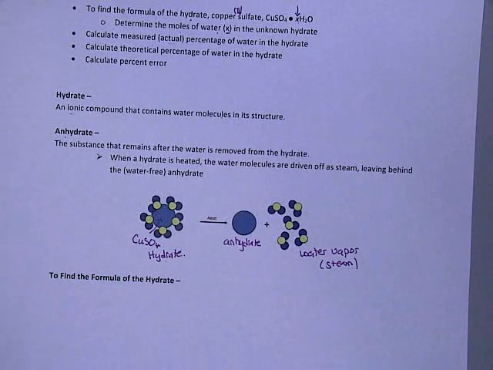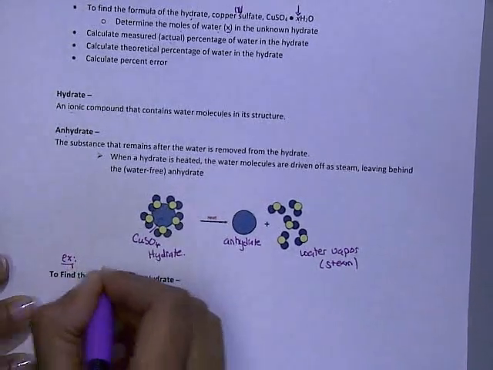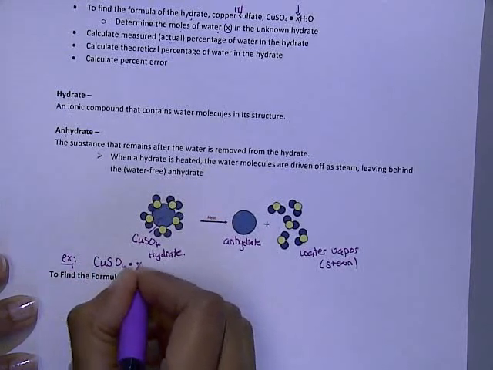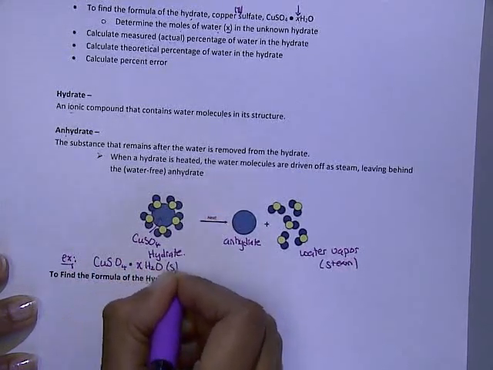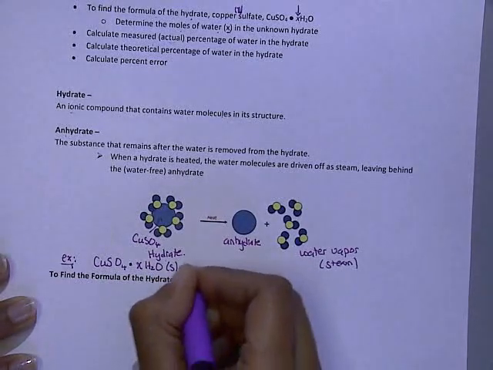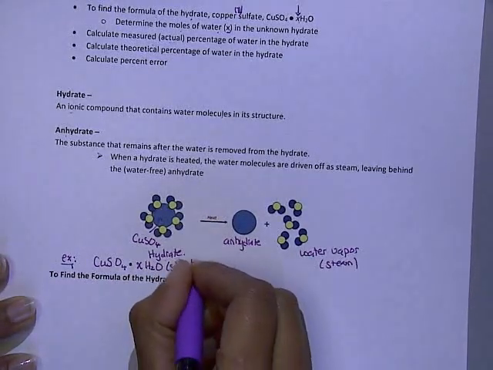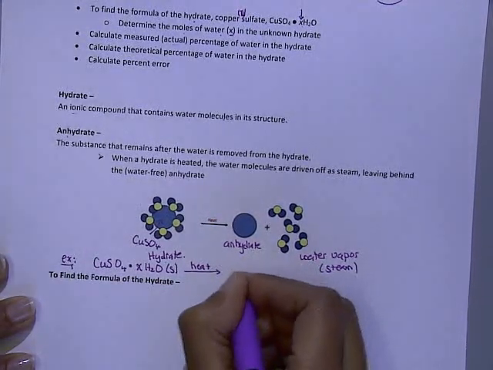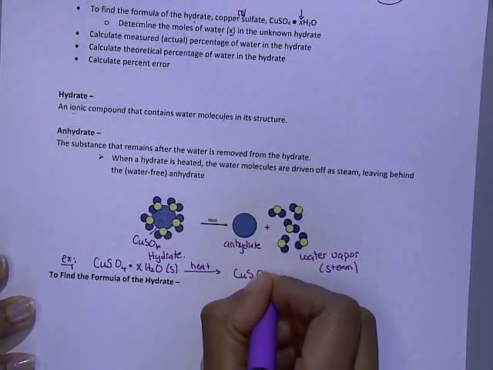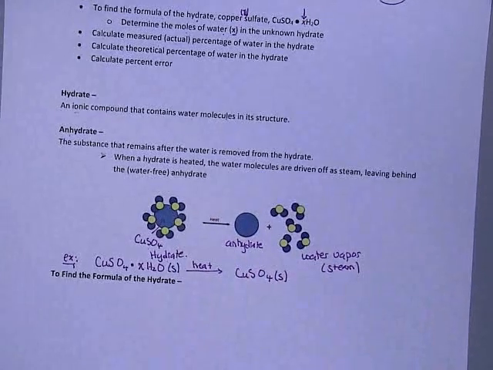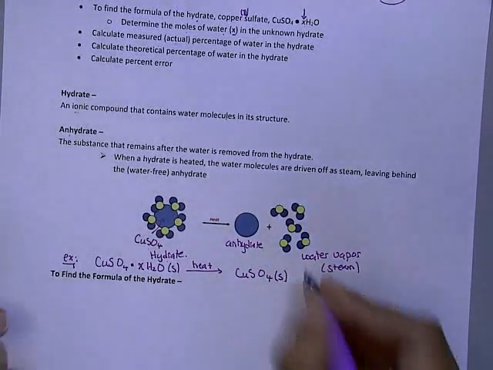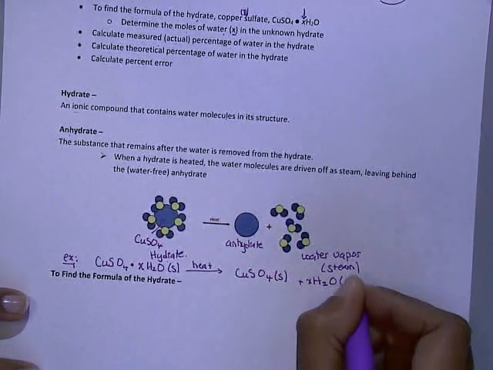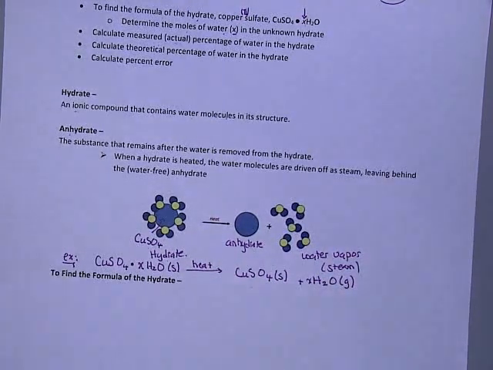So chemically, what's going on here? Here we have our hydrate, which is copper sulfate·xH2O, and this is a solid. You're going to see that it's a solid in lab. We supply heat, and sometimes we show that by writing heat over our reaction arrow. That will yield us copper sulfate, and now this is copper sulfate free of water molecules, so this is our anhydrate, plus H2O, and water vapor is gaseous water.